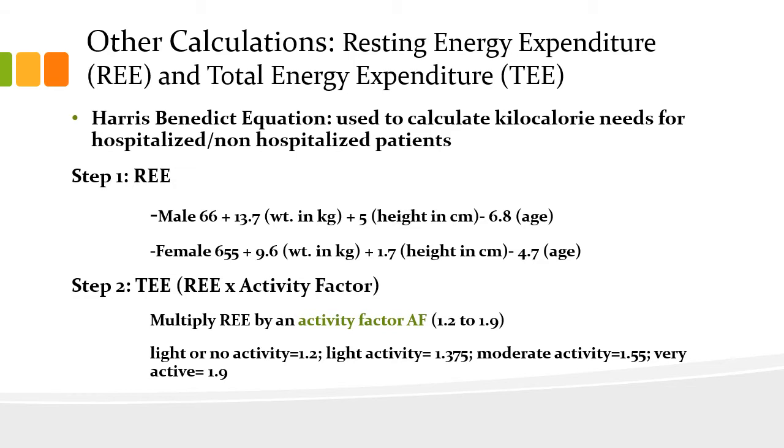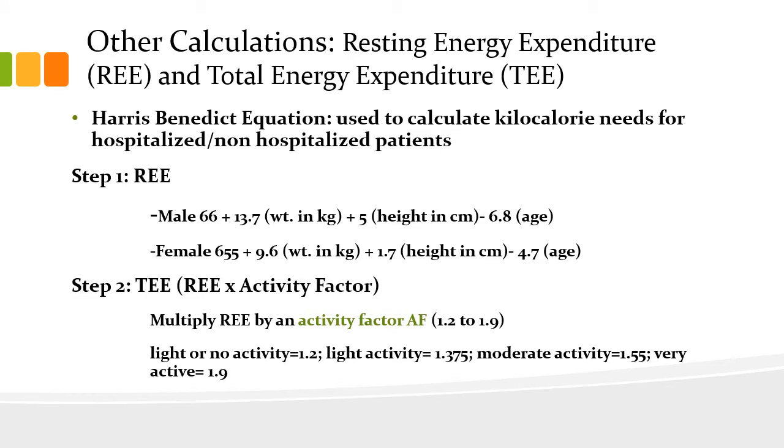Step 1 is to get the REE, the resting energy expenditure. For males and females, this is done differently, and you look at the equations here. We want to get the weight in kilograms, the height in centimeters, and then their age is the data that we need. And you just plug in those numbers based on your patient or the individual that you're doing your assessment on to get your REE.